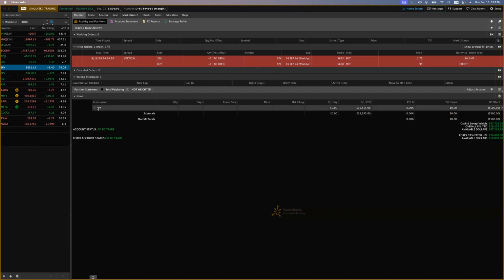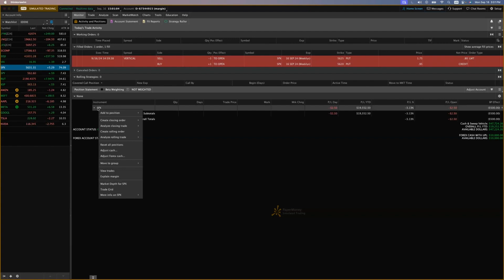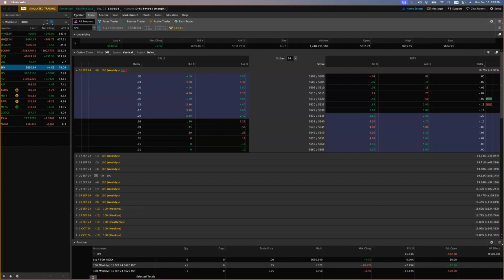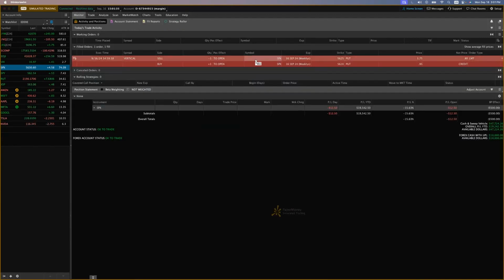To close it, I simply right click on my instrument, create a closing order, and then I set my price. Let's, for example, say that I want to close this position at 20 cents. Then I can push confirm and send. And once the price has reached 20 cents, the system will close this order at that time. Before I do that, what if I wanted to add a take profit and add a stop loss at the same time? Well, that's pretty easy.